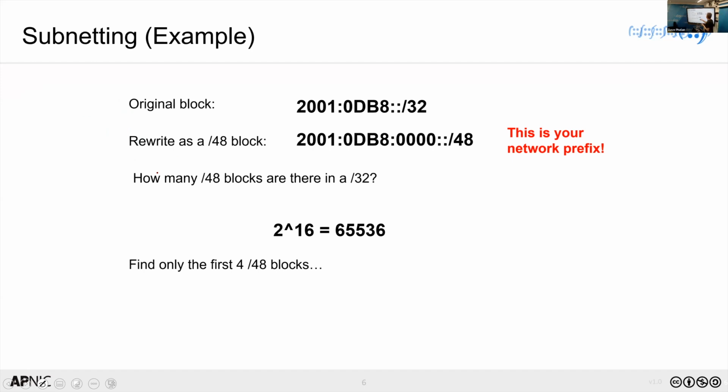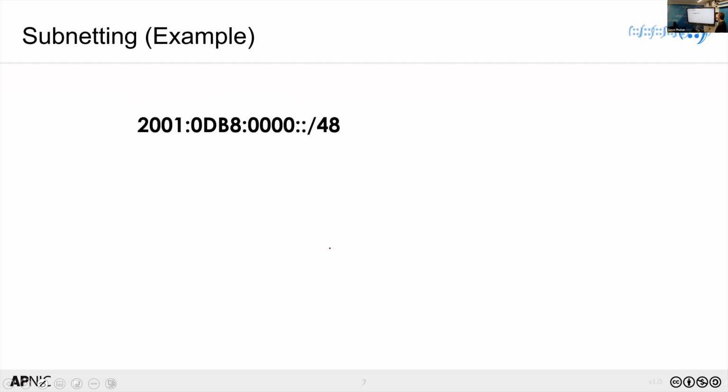So I've already said, in a /32, I've got 2^16. So I've got 16 bits as an ISP. Obviously, if I'm a big ISP or a big network, I might have more than that. But let's just say I've got a /32 and I'm going to hand out /48s. So there's 16 bits difference here. The number of /48s, 2^16, is roughly 65K. So I want the first 4. So how do I do this?